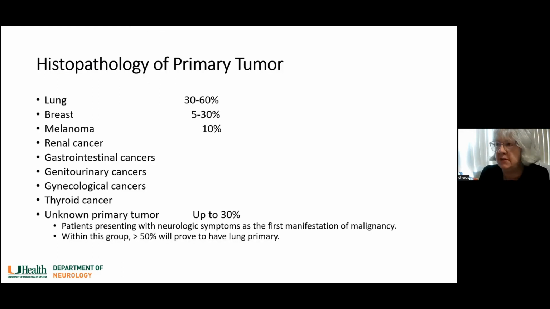So who is at risk for developing metastatic brain tumors? Any tumor can metastasize to the CNS. However, lung, breast, and melanoma account for the majority. And keep in mind that lung cancer is 30 to 60% of the brain metastasis of known cancer, but in up to 30% in some series, patients present with neurologic symptoms as the first manifestation of their malignancy without a cancer diagnosis. And within this group, over half of those patients will also prove to have lung primary.